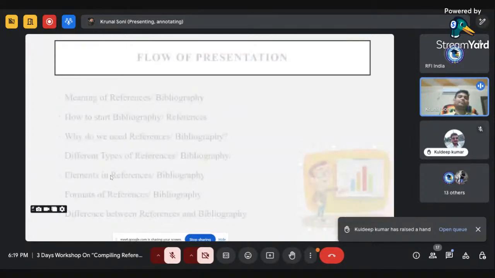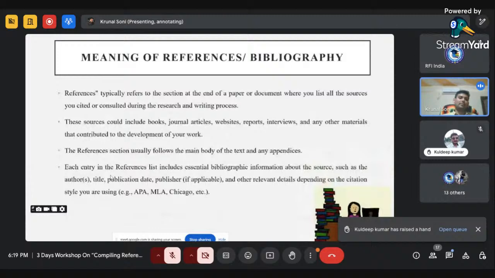What is the meaning of references and bibliography? References, basically, we keep in the last section. Not only the last section, it is the very last portion that we keep as a paper or documentation, where we list down all the authors, with the title of the paper, where it has been published, with volume and issue number and the page number that we have to refer, right? So that is what we call references.